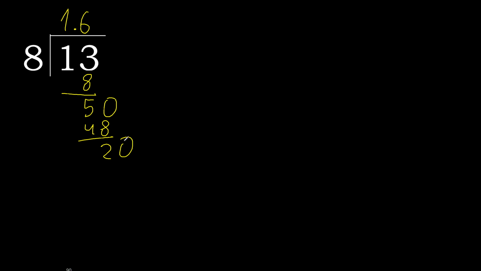0 point. 8 multiplied by 3 is greater. Multiplied by 2 is 16. Subtract, complete. 8 multiplied by 5 is 40. Subtract, 0, 0.